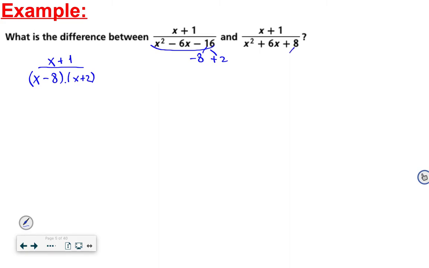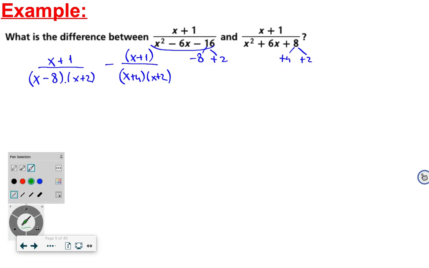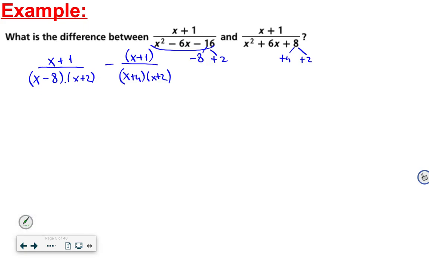What about this? Plus 4, plus 2. So minus x plus 1. Be careful, this minus is going to affect both expressions. So x plus 4, x plus 2. Remember that to be able to subtract this, you have to make sure that their denominators are equal. So what is missing when you compare the first fraction denominator with the second one? Which expression is missing?